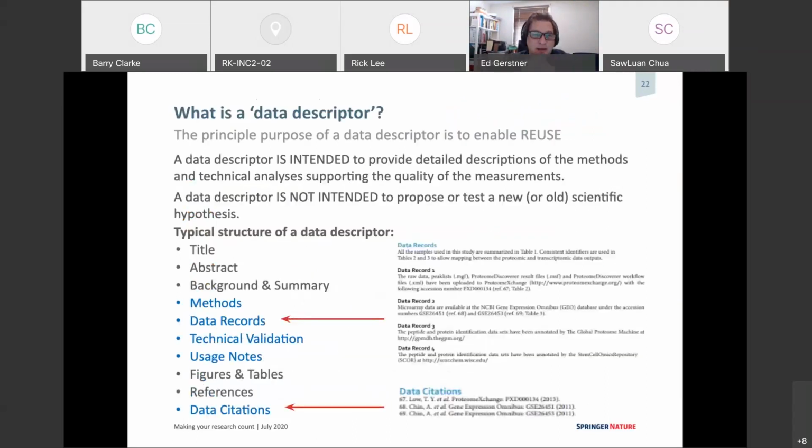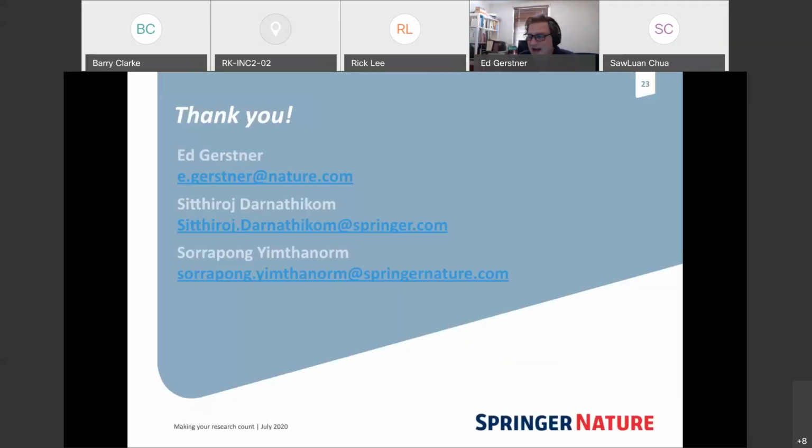And here's an example of the sort of structure of a data descriptor. A data descriptor is a sort of paper that simply describes a data set, how it was produced, what it's describing. It's not intended to replace conventional papers, which are designed to propose or test a scientific hypothesis. So that's my talk on data.